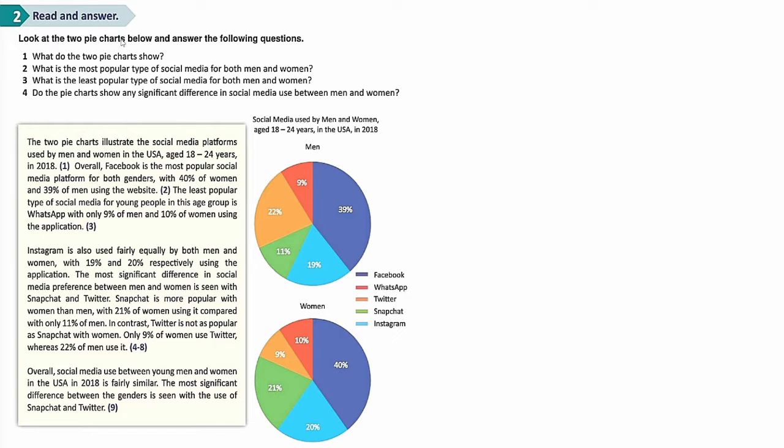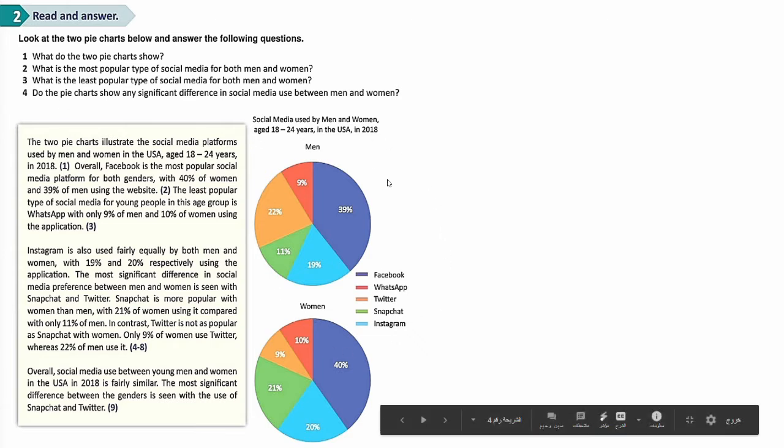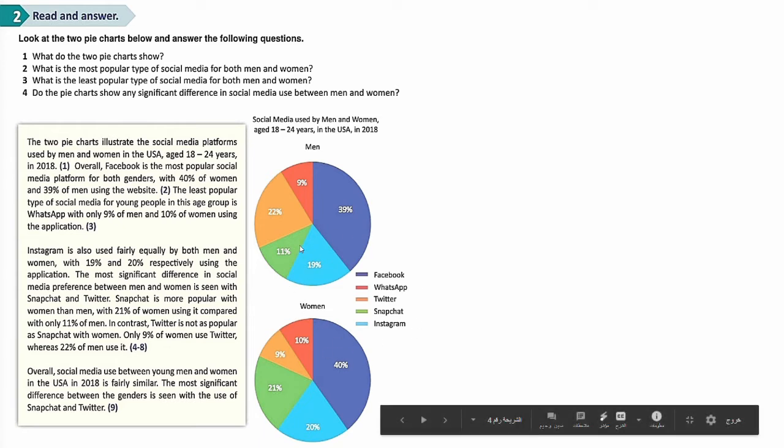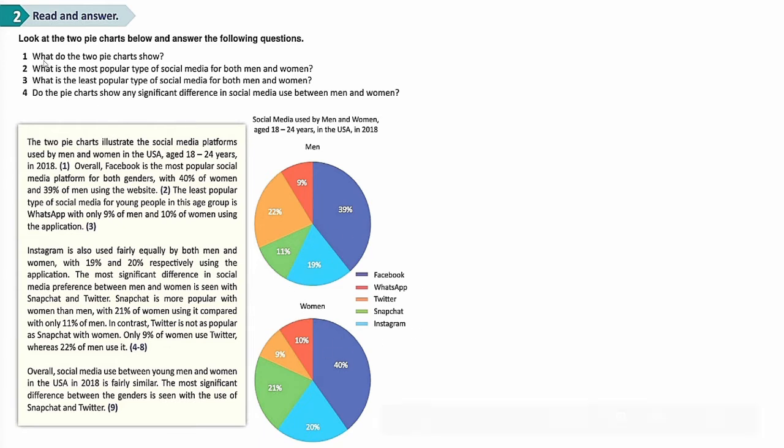Read and answer. Look at the 2 pie charts below and answer the following questions. Here we have 4 questions, and these are the 2 pie charts. Question number 1. What do the 2 pie charts show? Actually, this question might be answered in the title of the charts.